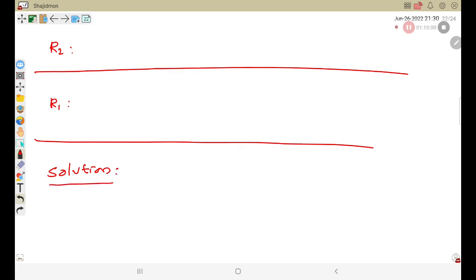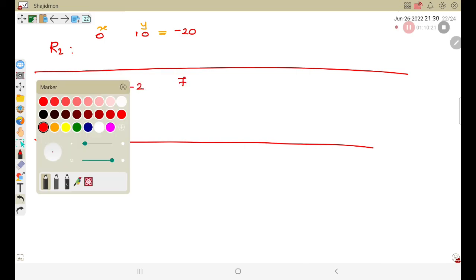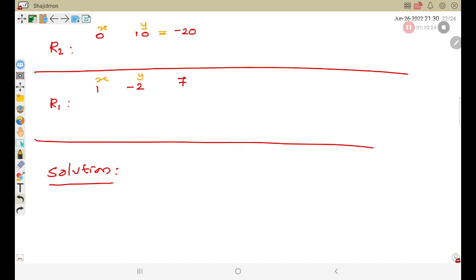So what is the second row? We are getting 0, 10, minus 20. So here the first number is for x, the second number for y, only two numbers x and y, then equal to. Correct? What is the first row? 1, minus 2, 7. So the first number for x, y and the right side number. So change the equation. 0 multiply x, 0, 10 multiply y equal to minus 20. Both sides divide by 10.